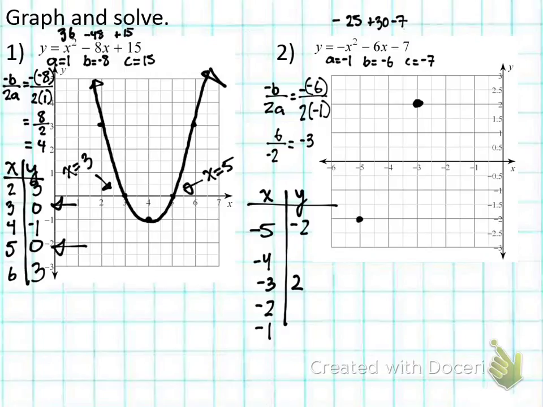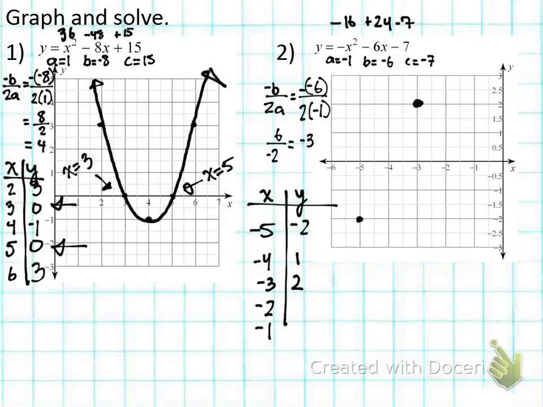Okay, and then we have negative 4. Negative 4 squared is 16. We have a negative sign here. Negative 6 times negative 4 is positive 24, minus 7. So we have negative 16 plus 24, which is going to be positive 8. Is that right? Yeah, positive 8. 8 minus 7 is 1.